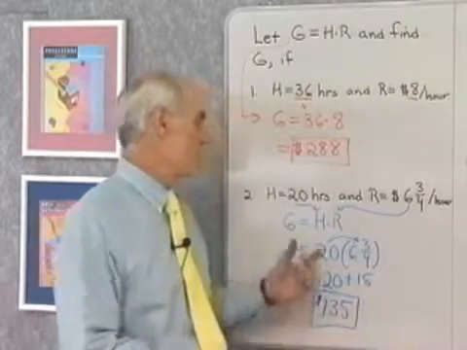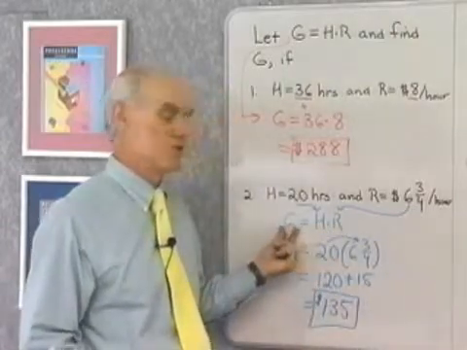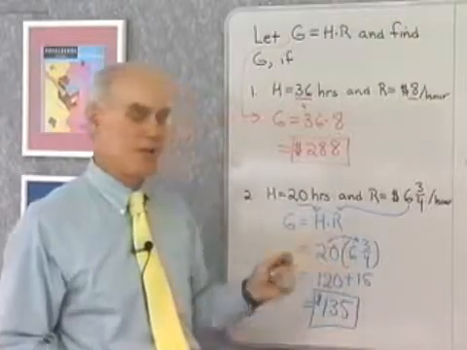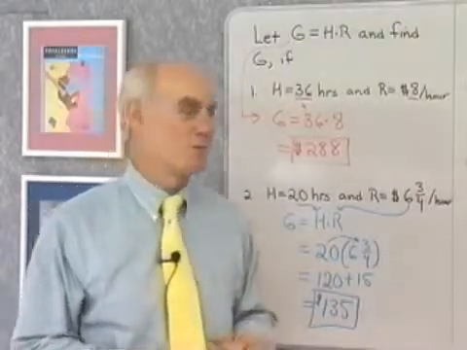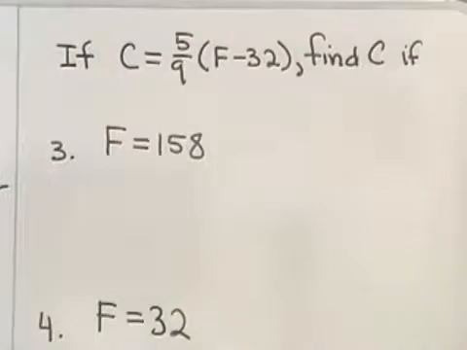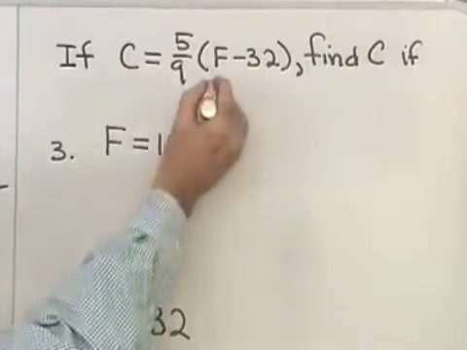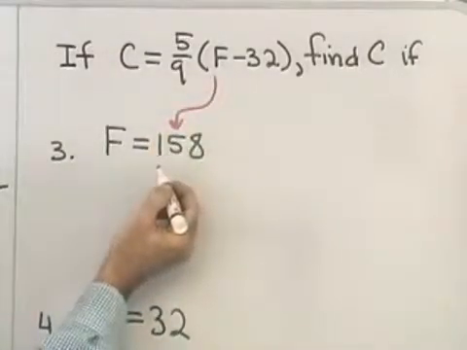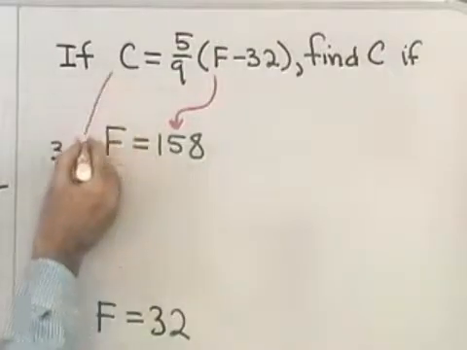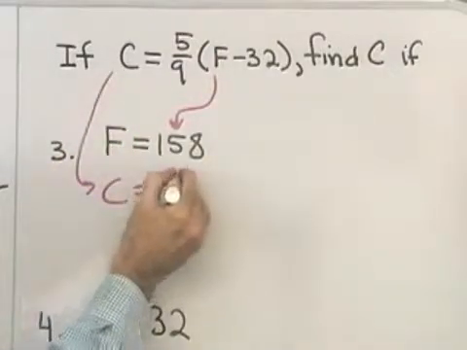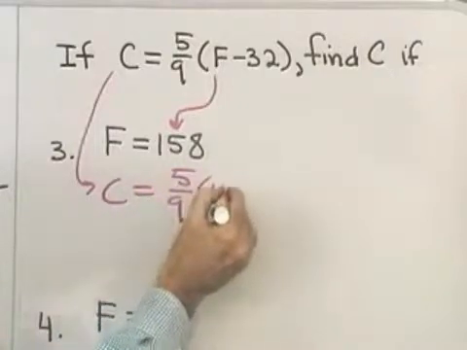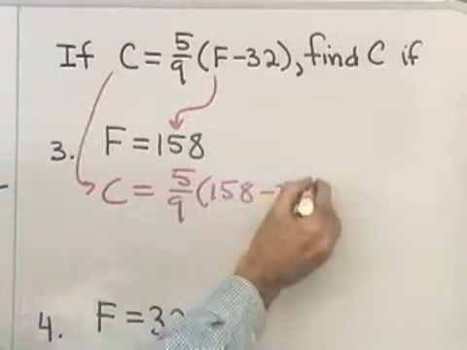So again, we simply use this formula right here, G equal H times R, to find G when we were given H and R. Let's look at that formula that compares the two temperature systems. We have C is equal to 5/9 times the quantity F minus 32, a little different version of the formula that we showed right in the beginning of this lesson. Now, we want to find C if F is equal to 158. So I'm simply going to take 158, replace F with that, and then calculate what C is. So C is equal to 5/9 times 158 minus 32.